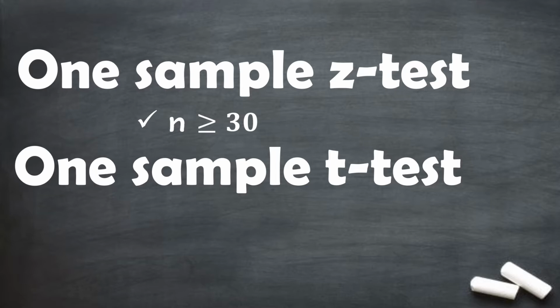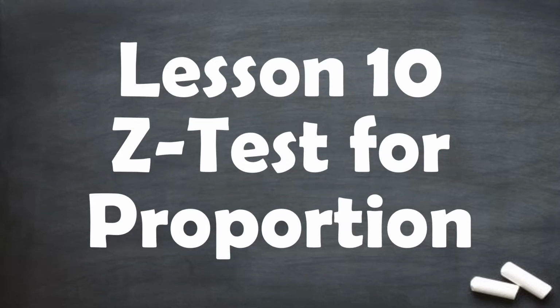We use one sample t-test if we want to check if the given sample is different from the given population. And we also use one sample t-test if the number of samples in the given problem is less than 30. Now proceed with the third statistical test that we will discuss, and that is z-test for proportion. And this is lesson 10 for the entire semester and the first lesson for the subquarterly.